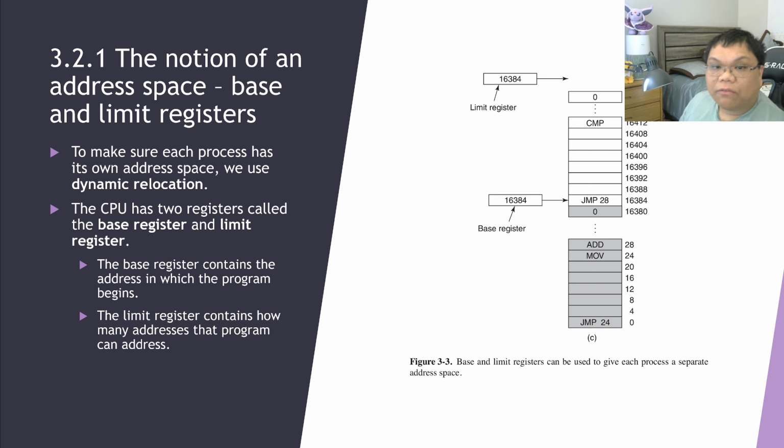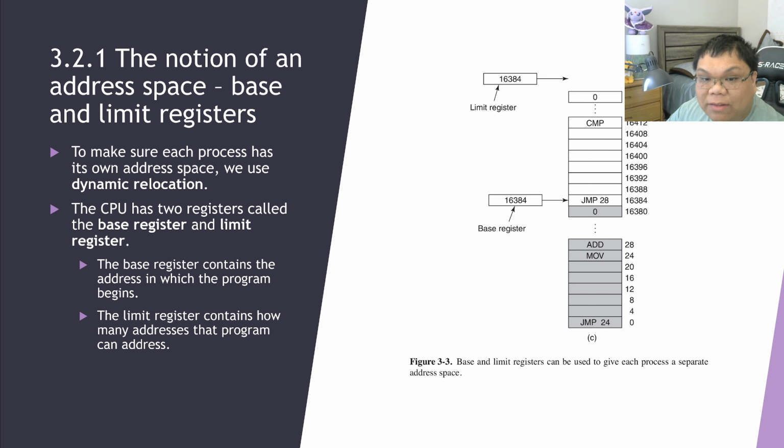So now we have what are called the base and limit registers. To make sure each process has its own address space, we use something called dynamic relocation. When a program is loaded into memory and it says jump to 28, it's not going to jump to physical address 28. Rather, the computer is going to translate that to the correct physical address. So if a program were loaded in starting at address 16384, and we know how long the program is, the first thing that's going to happen is this jump 28 instruction.